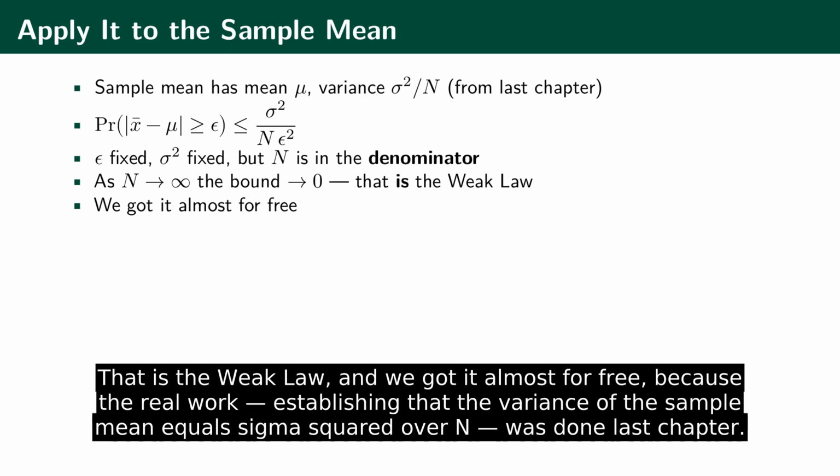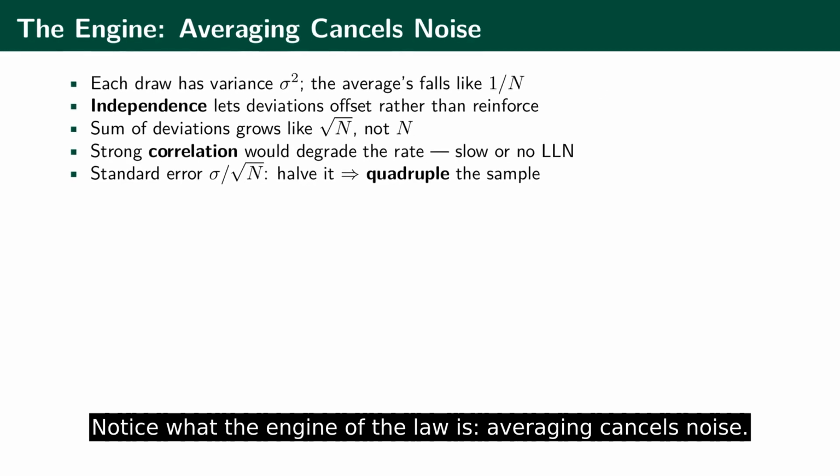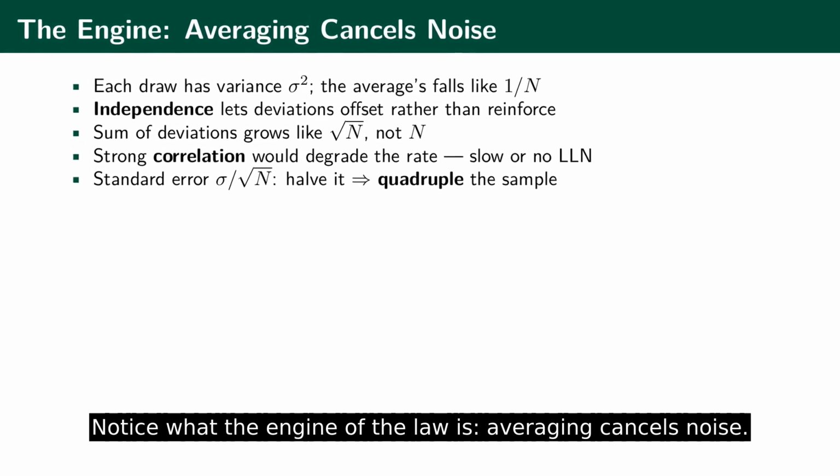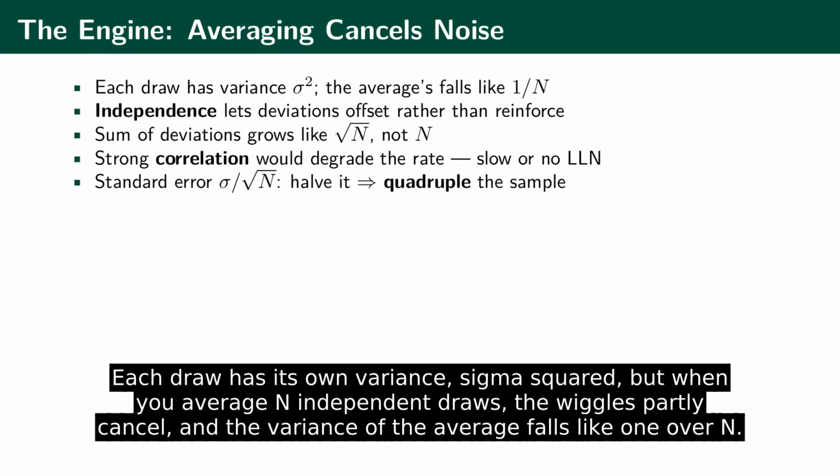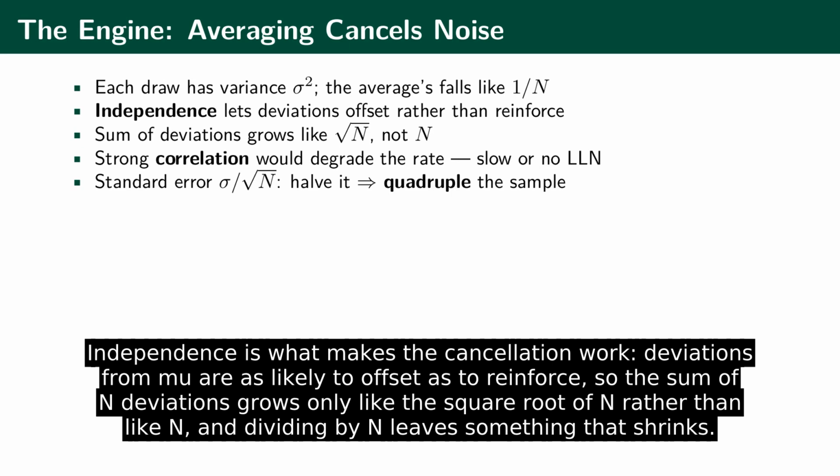That is the weak law, and we got it almost for free, because the real work, establishing that the variance of the sample mean equals sigma squared over n, was done last chapter. Notice what the engine of the law is. Averaging cancels noise. Each draw has its own variance, sigma squared, but when you average n independent draws, the wiggles partly cancel, and the variance of the average falls like 1 over n.